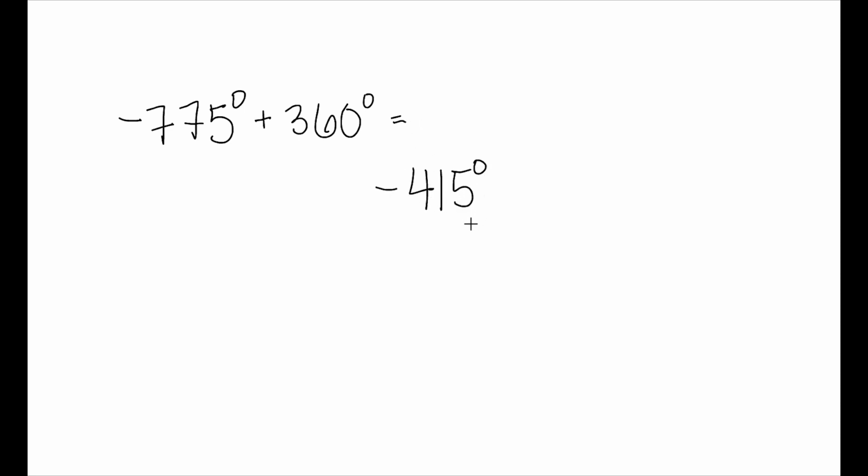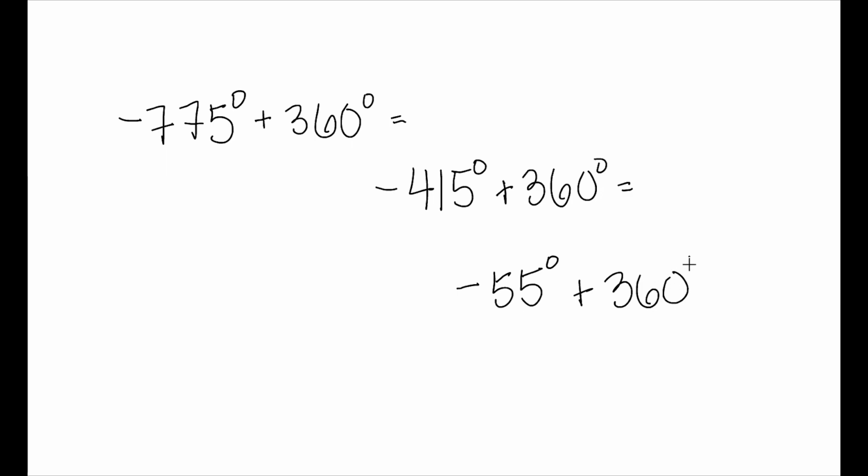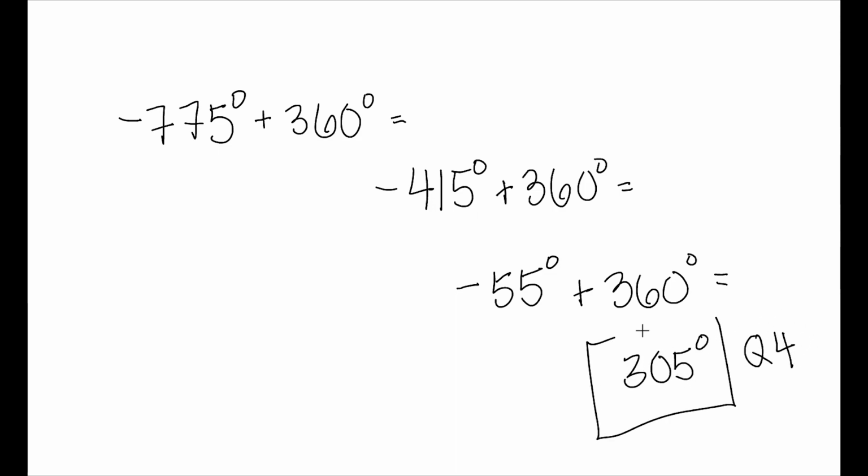Let's try another. Negative 775. So we just keep adding 360 until we get the answer we're looking for. Negative 775 plus 360 is still negative 415 degrees. Add 360 again. Still have a negative 55. So one more time. We have 305 degrees. That's a positive angle in quadrant 4. So we're done.